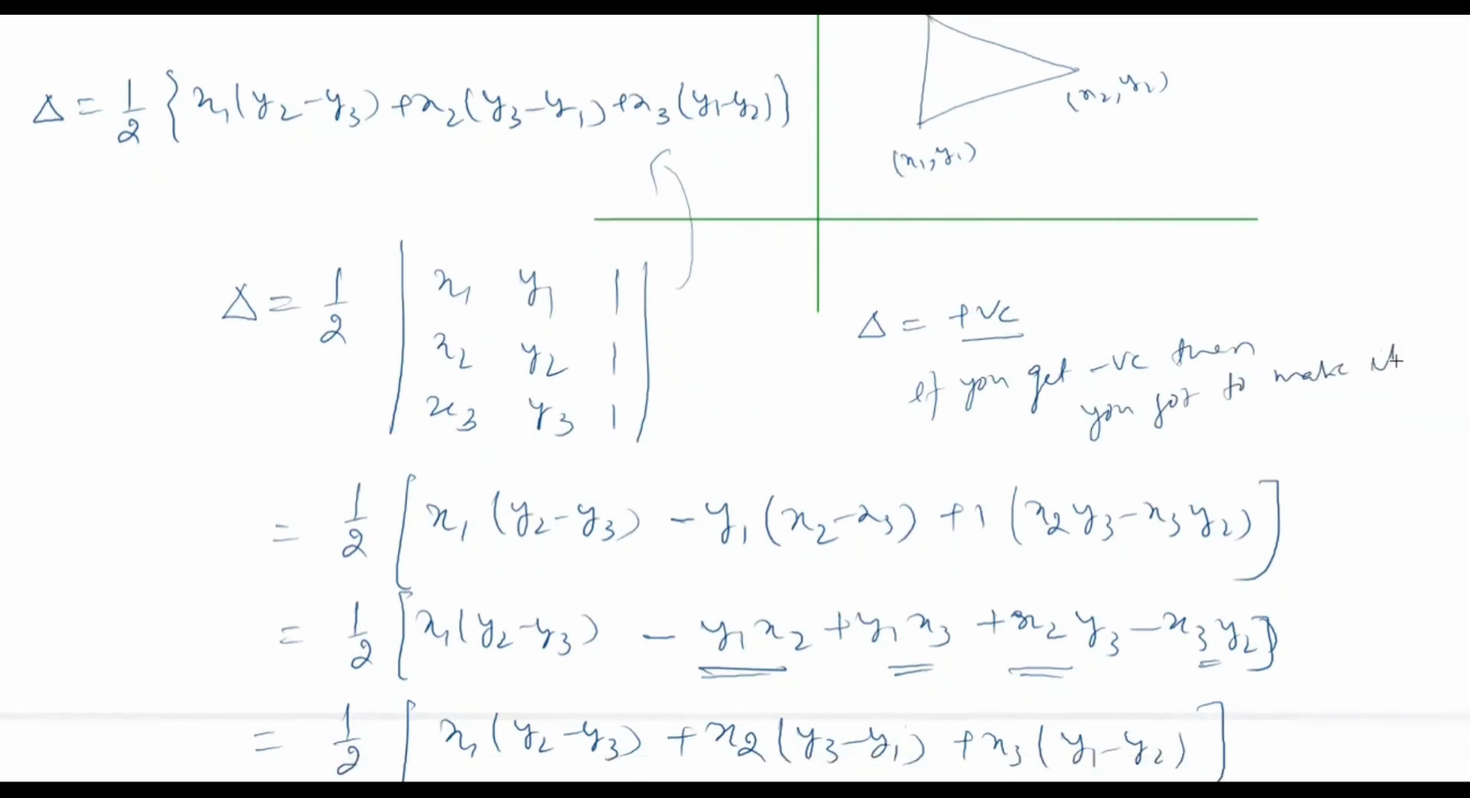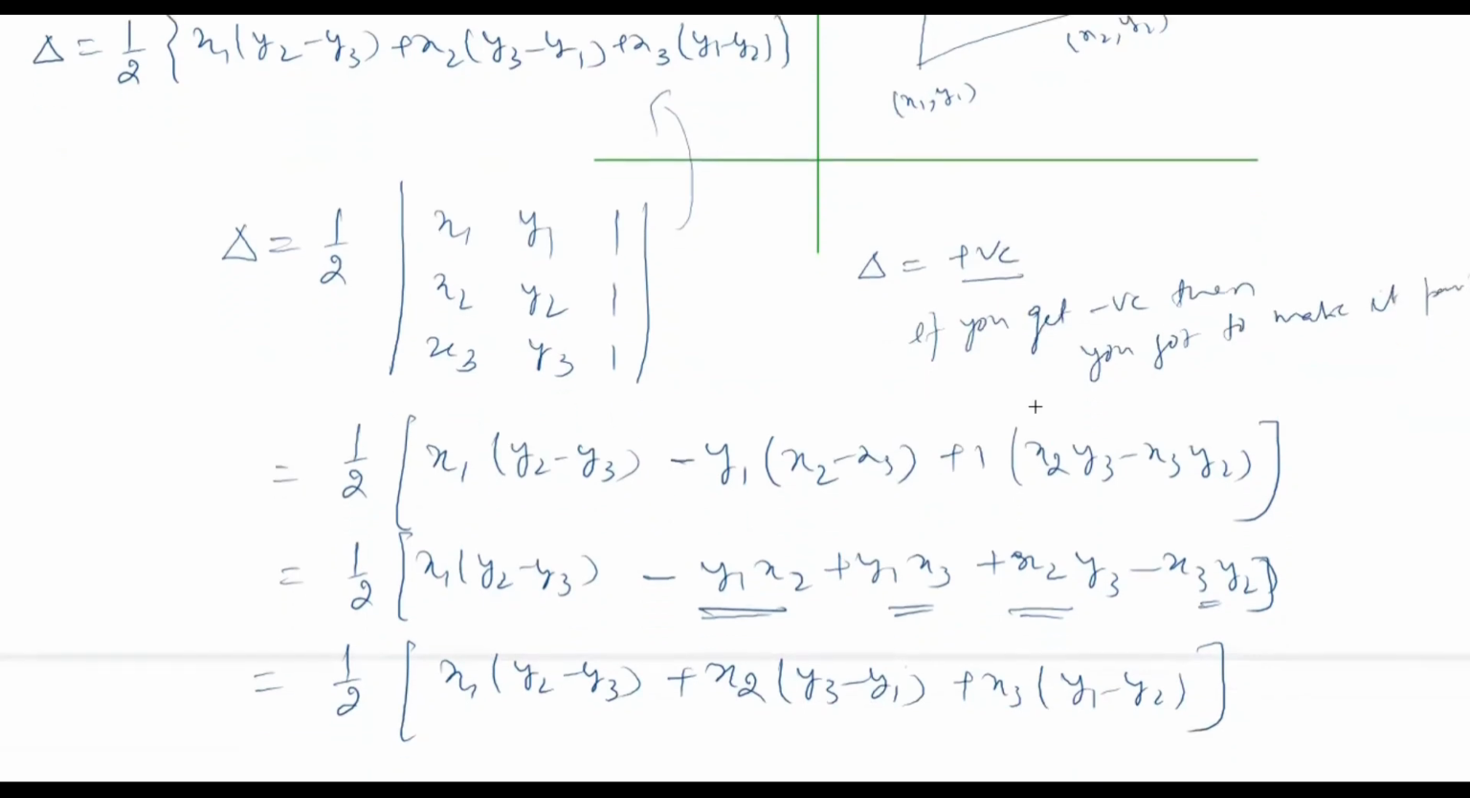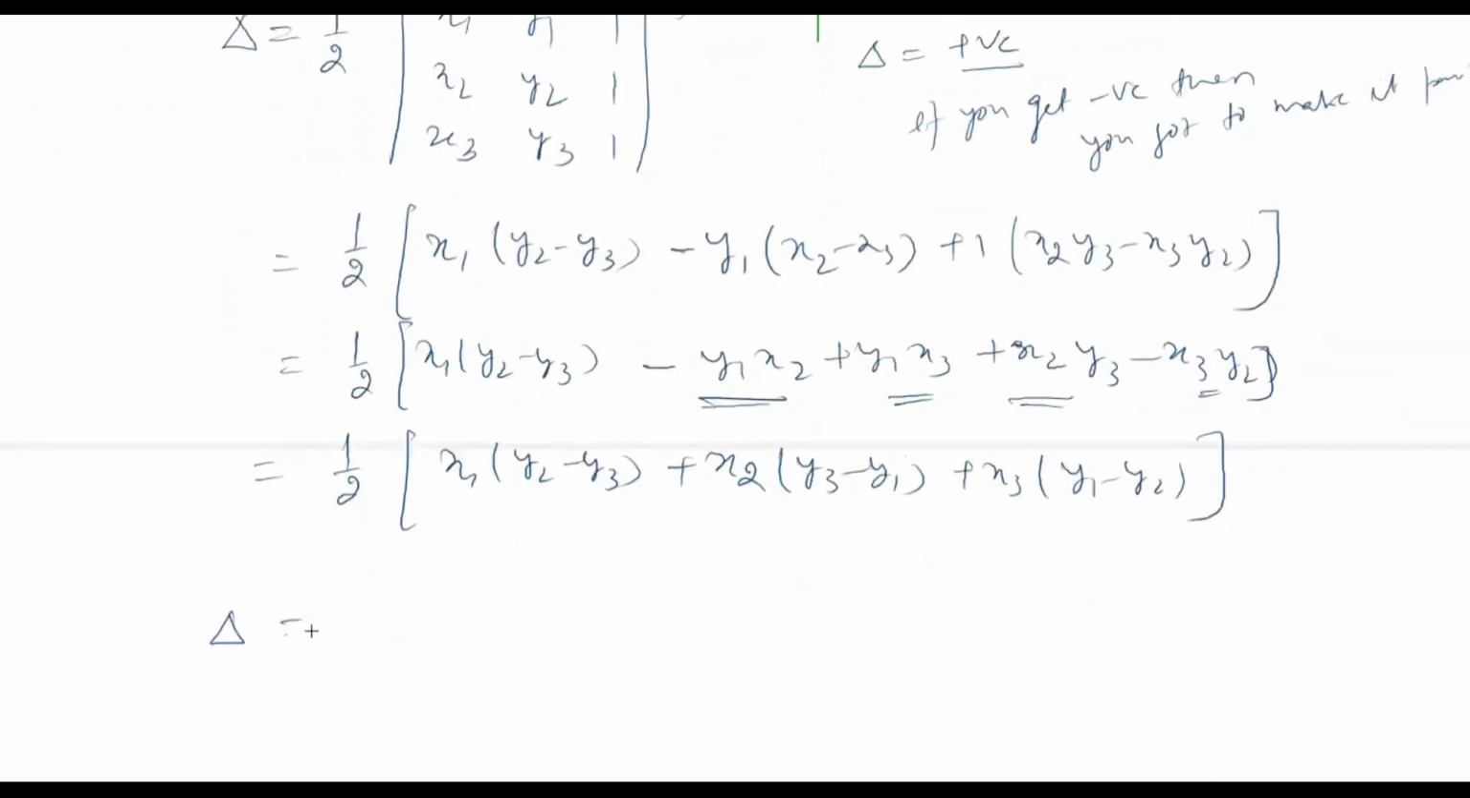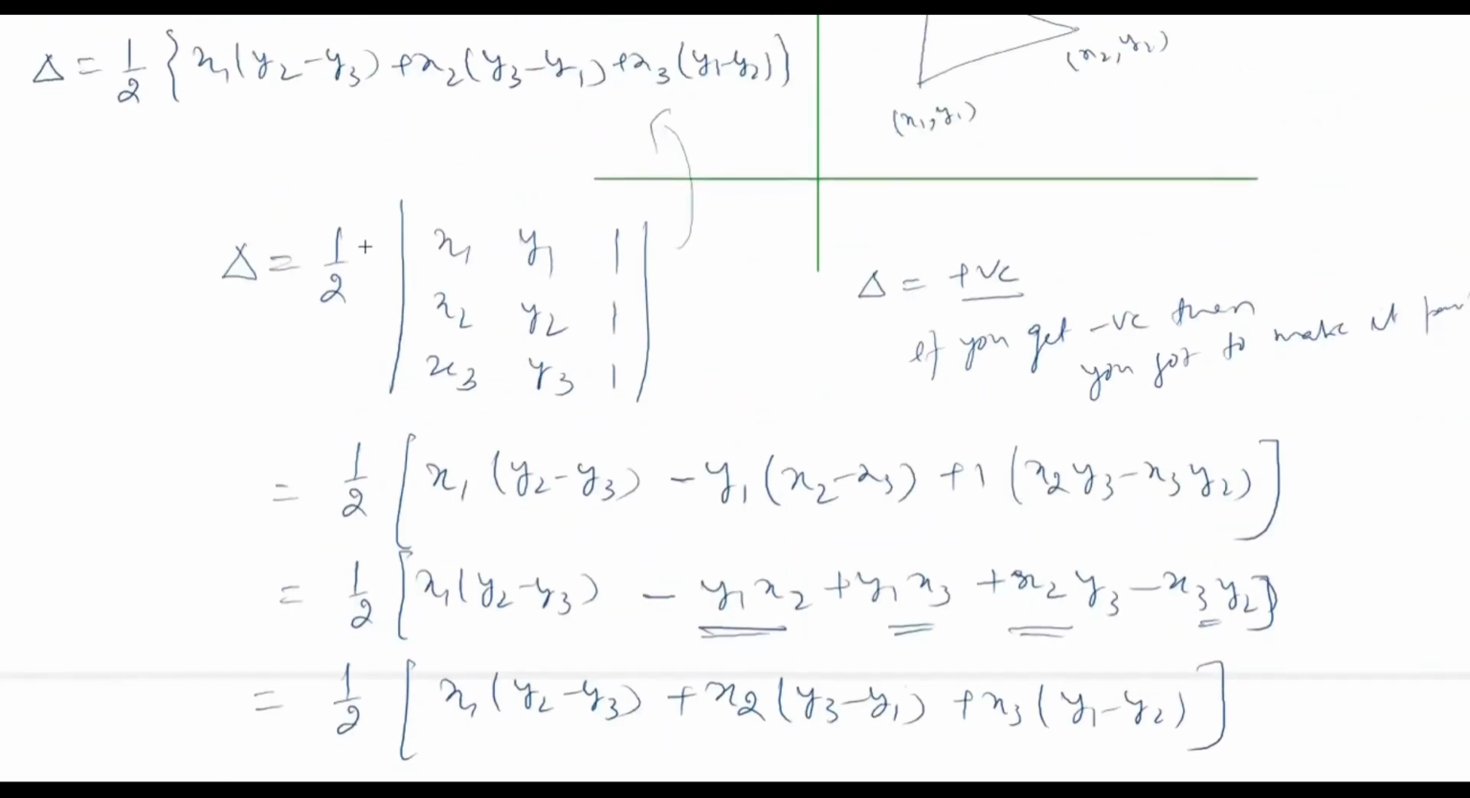The value which you get, meaning, for example, after calculating delta, you found it to be maybe minus 5. Then you will not say that the area of the triangle is minus 5, but you will say that the area of the triangle is 5, the absolute value of it. You can put this absolute value as well here. Here is the absolute value.